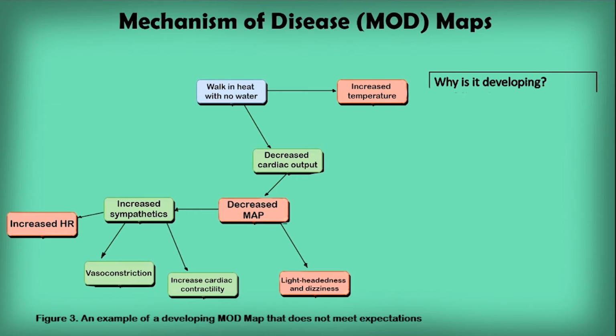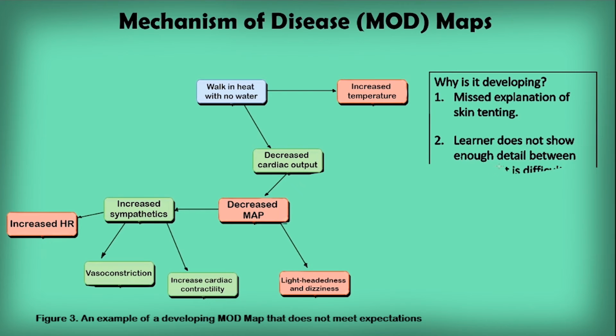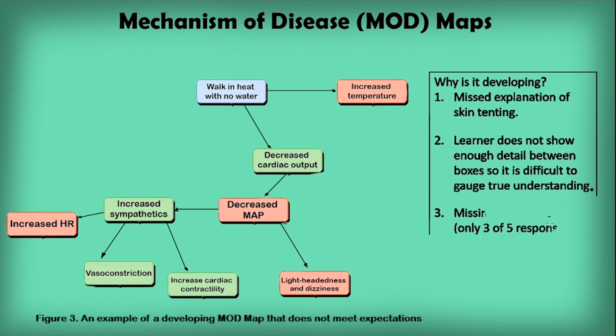First, it appears that an explanation of skin tenting is not present, so it's missing signs and symptoms. Second, there is not enough detail between each box. In other words, the relationship is not clearly identified, which could indicate a lack of true understanding or not allow the faculty to assess your understanding.